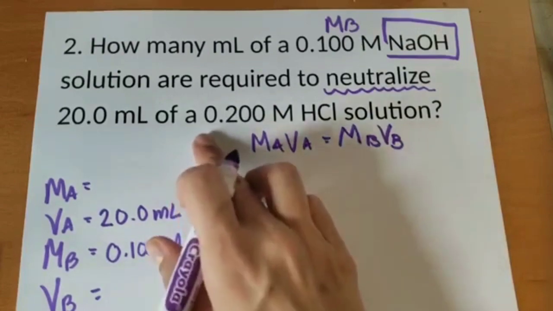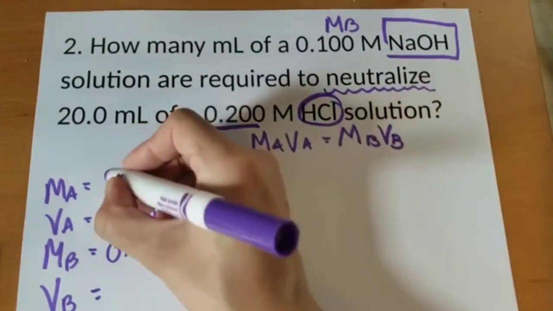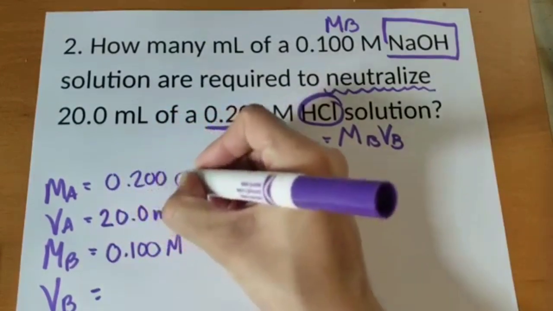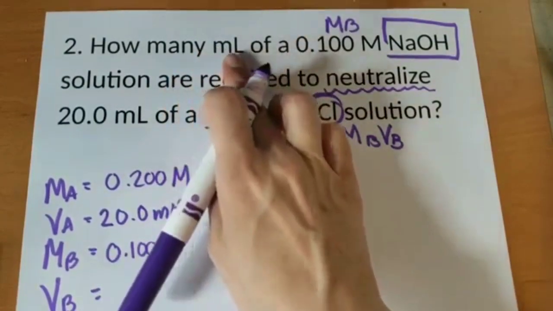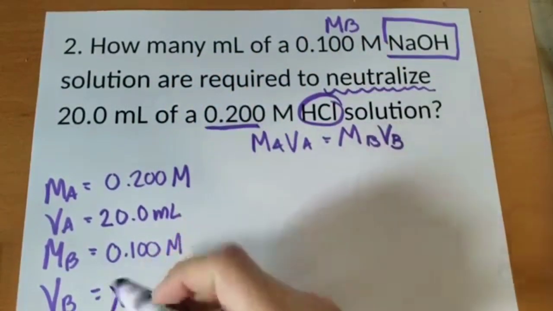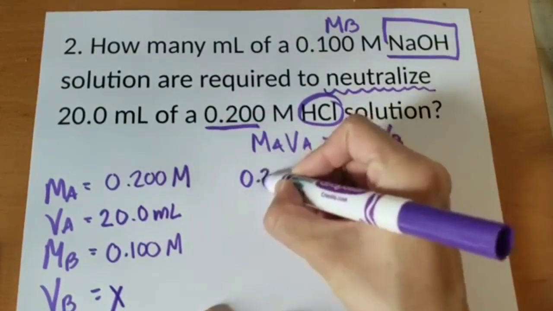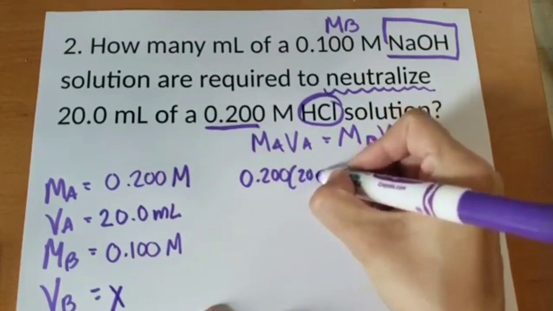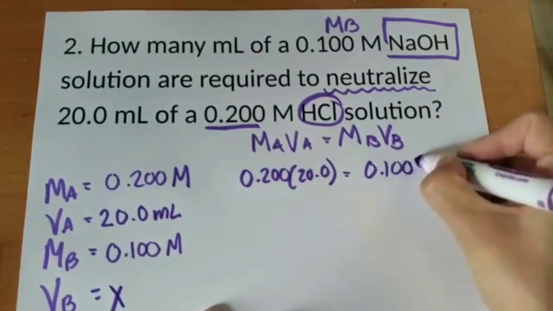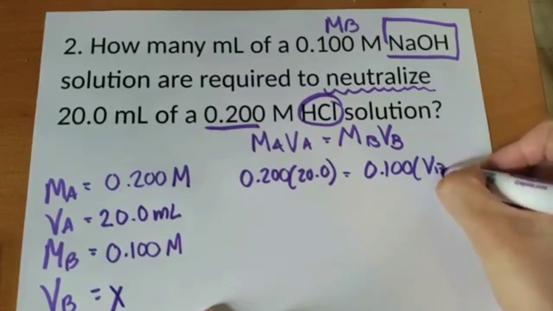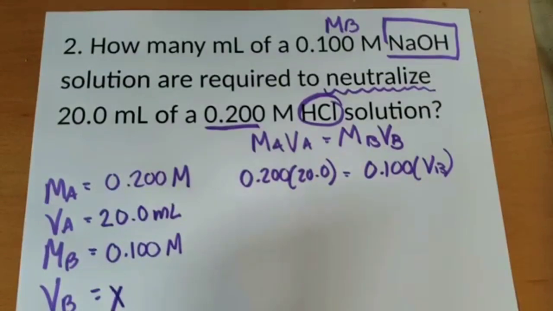And I have the acid's molarity is 0.200. This means that I'm looking for the milliliters of base. Now I'm going to substitute into my formula. Again, we can use our calculator to solve.